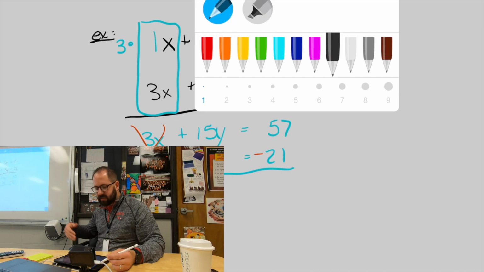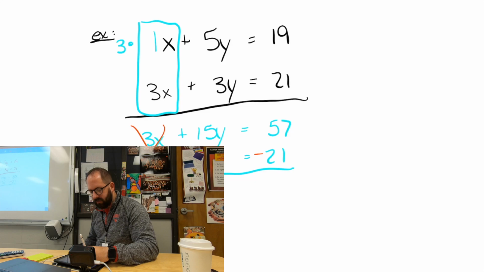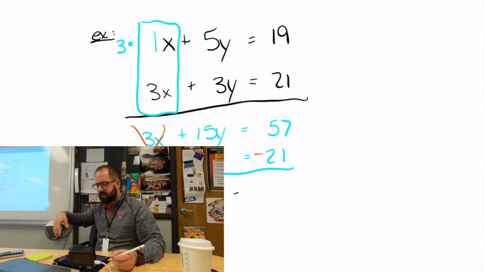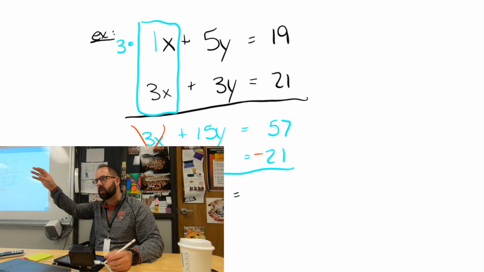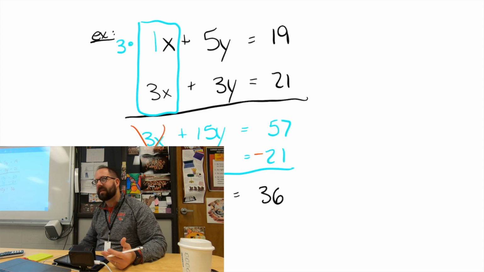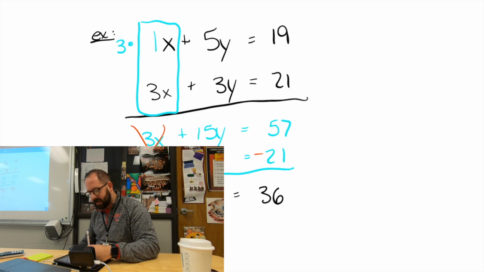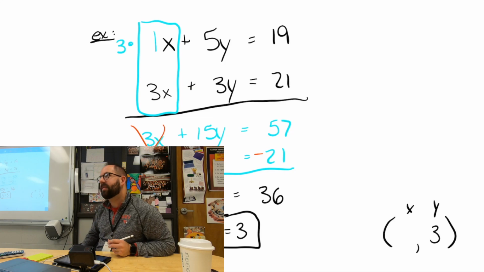So if we add straight down here, the 15 and the -3 makes 12 y's. And then for the 57, we're going to subtract 21 because we're adding those numbers straight down, we're going to get, what, 36? And as I said, these usually work out to be nice clean numbers. So what does my y have to be? 3 for that to work out. So on my coordinate, there's half of your Google form answer right there. It's 3.